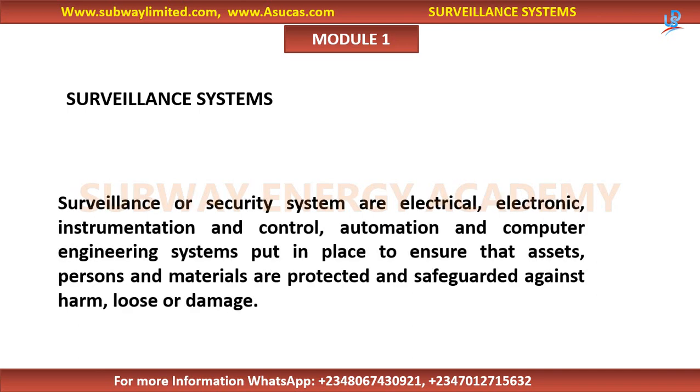So what is a surveillance system? Surveillance or security systems are electrical. They are not analog, they are electrical in nature. Electronic, instrumentation and control, automation and computer engineering systems put in place to ensure that assets, persons, and materials are protected and safeguarded against harm, loss, or damage.